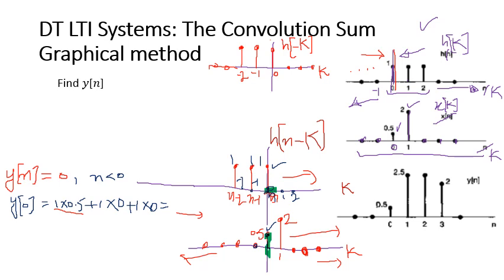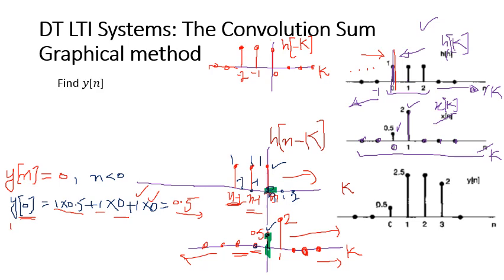Then again this sample is 0 and this is 1, so 1 multiplied by 0. Again, this sample is 1 and this is 0, so I write 1 multiplied by 0. So you see, 1 into 0 is 0, 1 into 0 is 0, 1 into 0.5 is 0.5. So the value of y[n] is equal to 0.5 when n equals 0. So that's why I have mentioned here y of 0, right?